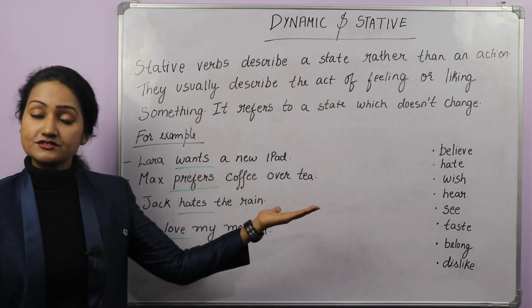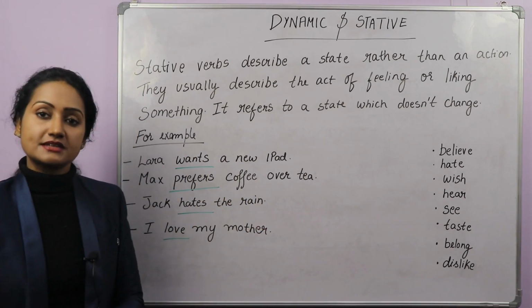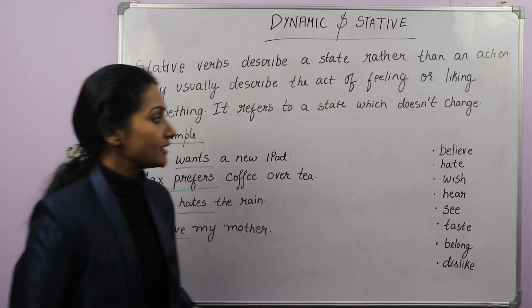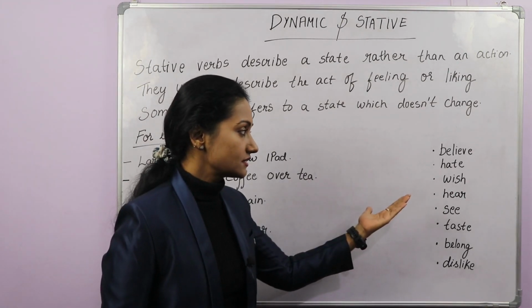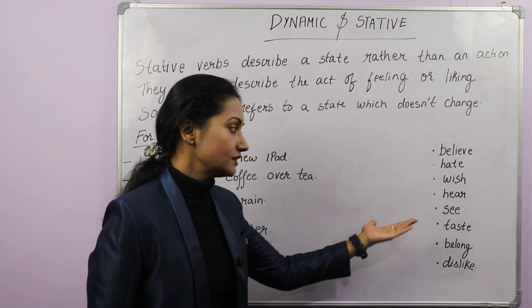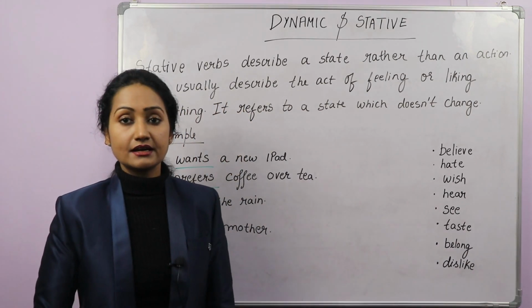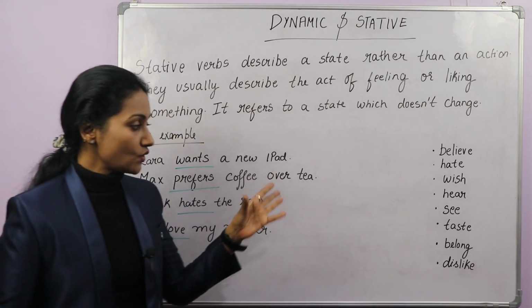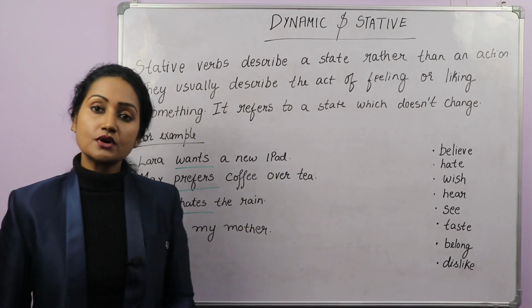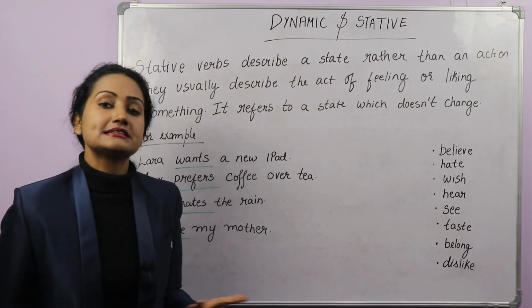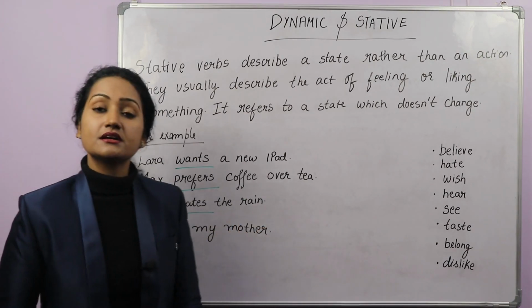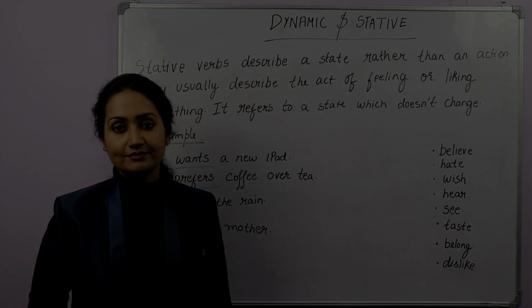Now on the left side, I again have mentioned some examples. Just go through them. Believe, hate, wish, hear, see, taste, belong, dislike. Now if you see, these all are not action verbs, but they all are stative verbs because they are describing a state, not an action.